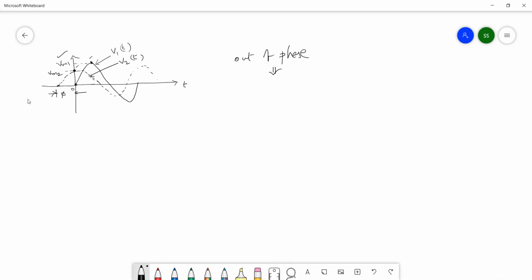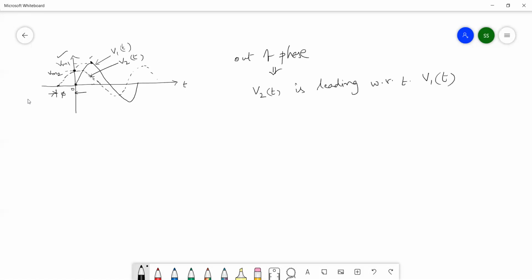And further analysis, under out of phase, which one is leading, which one is lagging? V2 of t is leading with respect to your V1 of t.